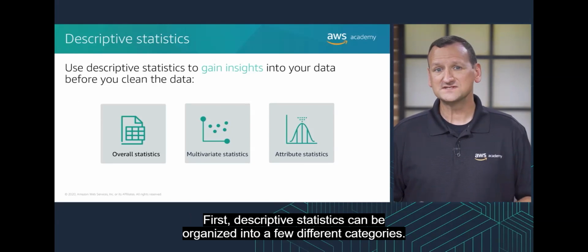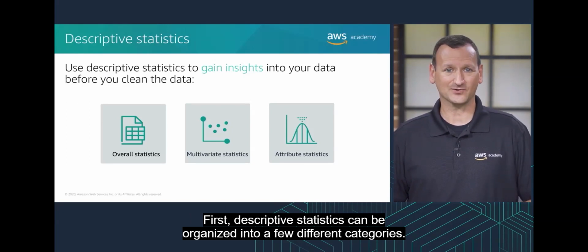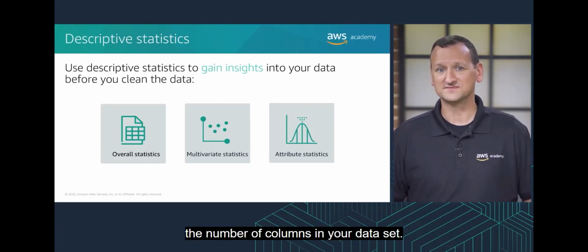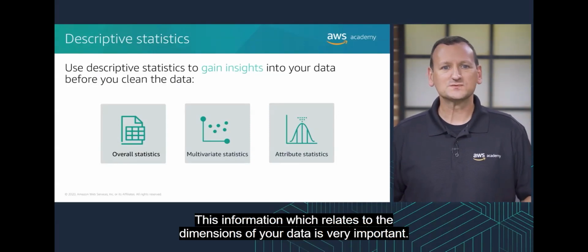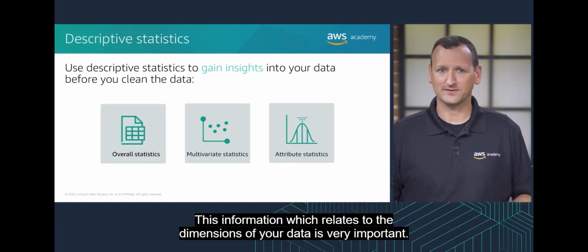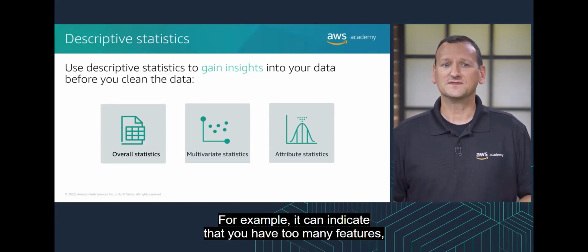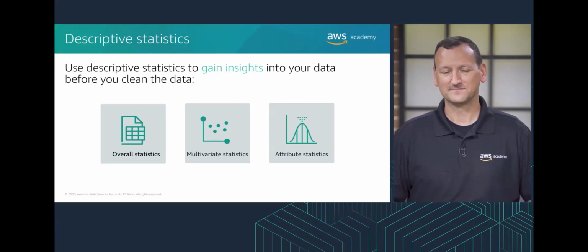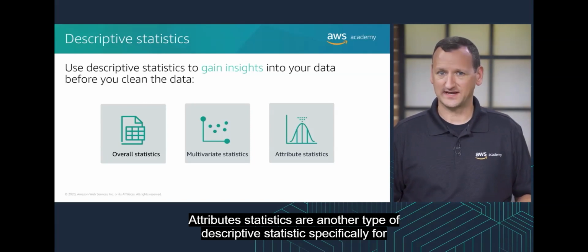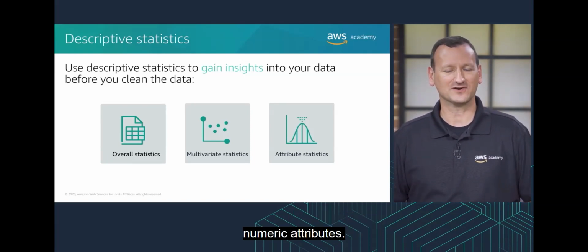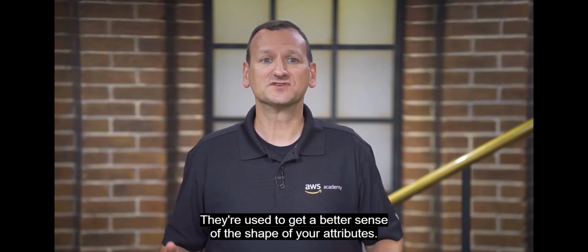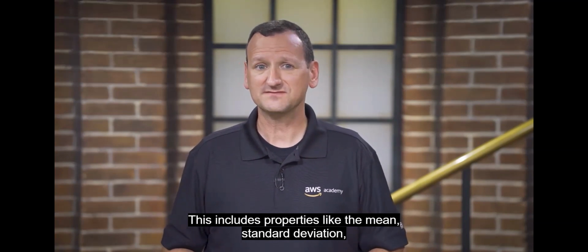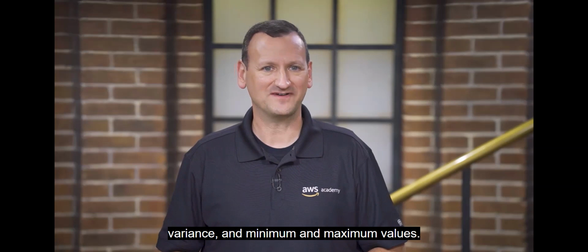First, descriptive statistics can be organized into a few different categories. Overall statistics include the number of rows and the number of columns in your dataset. This information, which relates to the dimensions of your data, is very important. For example, it can indicate that you have too many features, which can lead to high dimensionality and poor model performance. Attribute statistics are another type of descriptive statistic, specifically for numeric attributes. They're used to get a better sense of the shape of your attributes. This includes properties like the mean, standard deviation, variance, and minimum and maximum values.